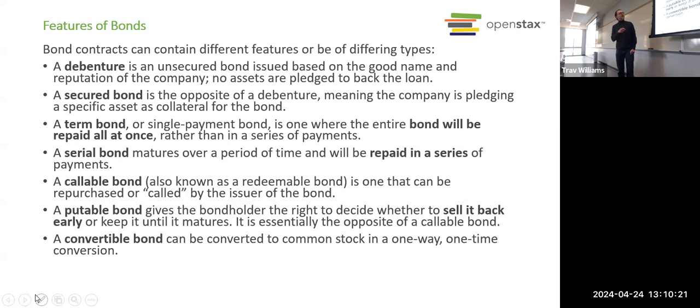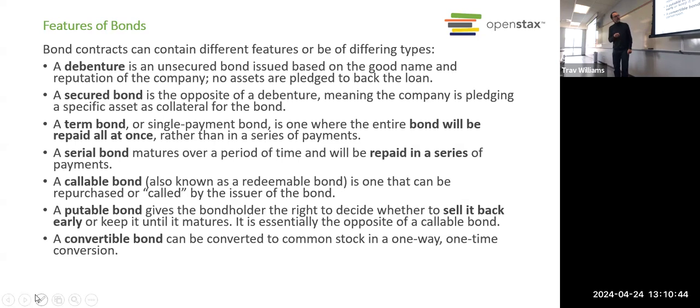What's the difference between a term bond and a serial bond? One is paid all at once and one is repaid. Okay, very good, Jackie. So the term bond, the face value gets repaid at the end. With the serial bond, the face value gets repaid in a series of payments.